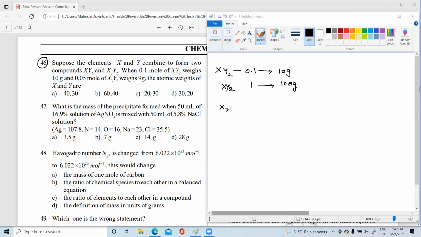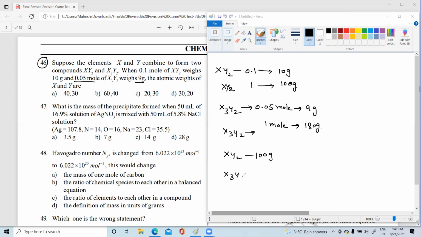Then x3y2 is 0.05 mole. It weighs 9 grams. Then 1 mole weighs how much? If you calculate, it is 180 grams. So the x3y2 molecular weight should also be 180 grams. Can you check here? xy2 molecular weight is 100 grams and x3y2 molecular weight is 180 grams.